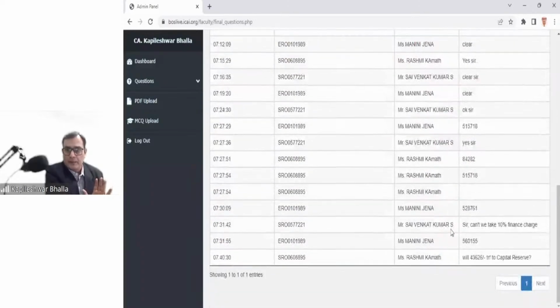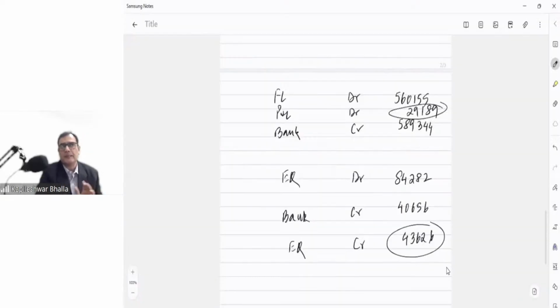Okay, I think Rashmi, you had a question. I guess will 43,626 be transferred to capital reserve? Okay, so this money, yes, will be directly taken to equity. And I think technically, yes, if you ask me which component of equity, you're right, we're going to put this in capital reserve. So in the examination, you can show that it's been taken to equity, which is supposed to be SOCIE directly. That's absolutely correct.